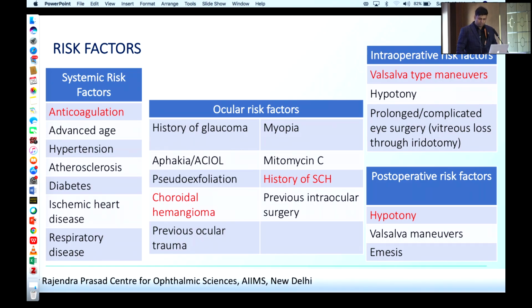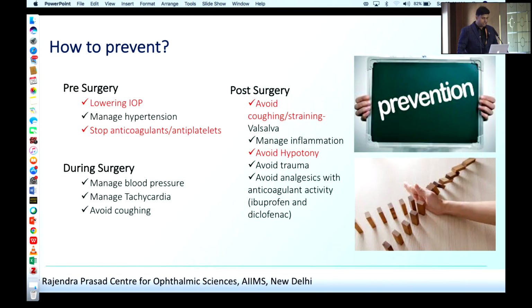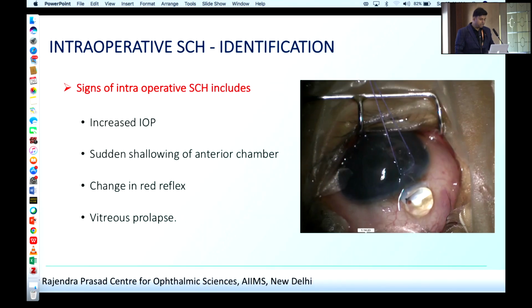The most important intraoperative risk factor is prolonged or complicated eye surgery, especially complicated by vitreous loss. And postoperative risk factors include hypotony and Valsalva maneuvers. In order to prevent it, preoperatively, we have to lower the IOP, manage hypertension, and stop any anticoagulants or antiplatelets. During the surgery, again, we have to manage the patient's systemic parameters. In the post-operative period, it is essential to avoid all forms of trauma and avoid hypotony. In extreme, high-risk cases, you can also avoid analgesics with anticoagulant activities such as ibuprofen and diclofenac.